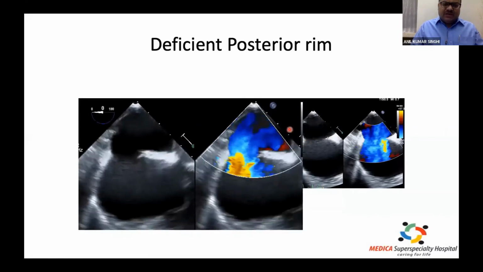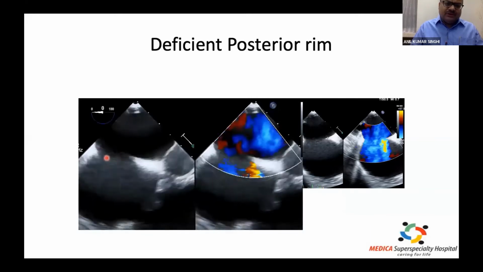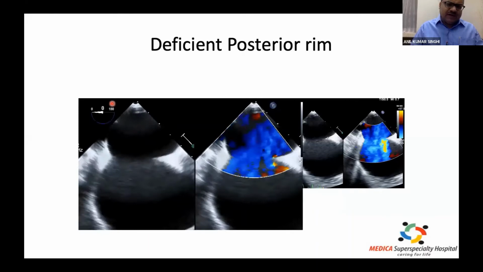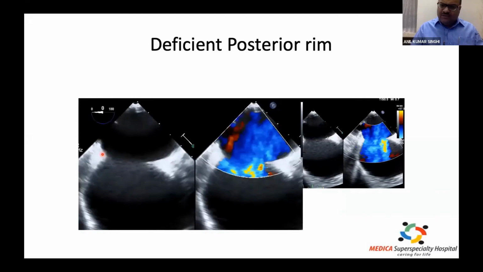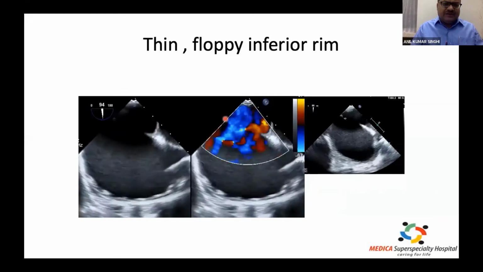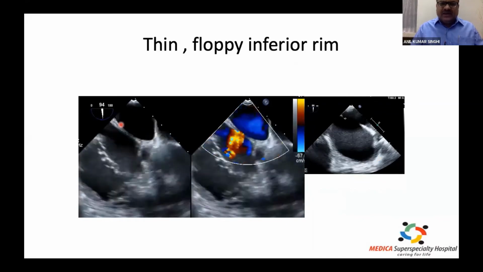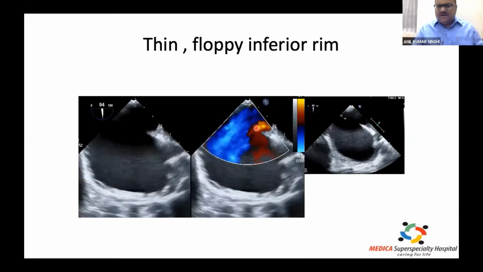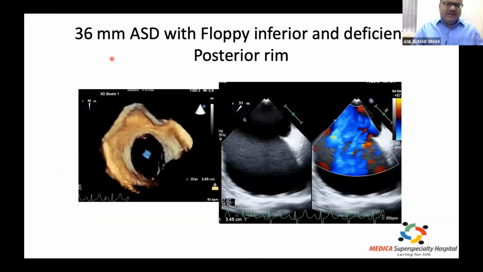In the transesophageal echocardiogram, I could appreciate there is a small nubbin of tissue posteriorly. This is in 0-degree view. This is RA, this is LA, and this is a posteriorly small nubbin of tissue. In the 90-degree, I could appreciate there is a floppy margin, a very thin IVC rim. The shunt was mainly left to right. So 3D and 2D in combination, finally a 36 millimeter ASD with floppy and deficient posterior-inferior rim.